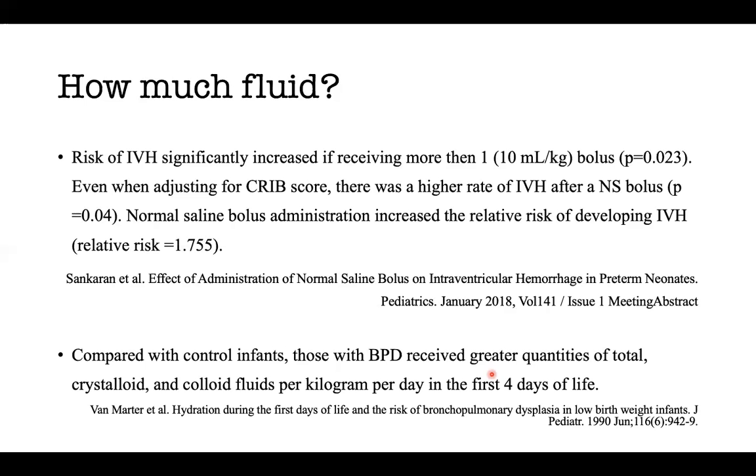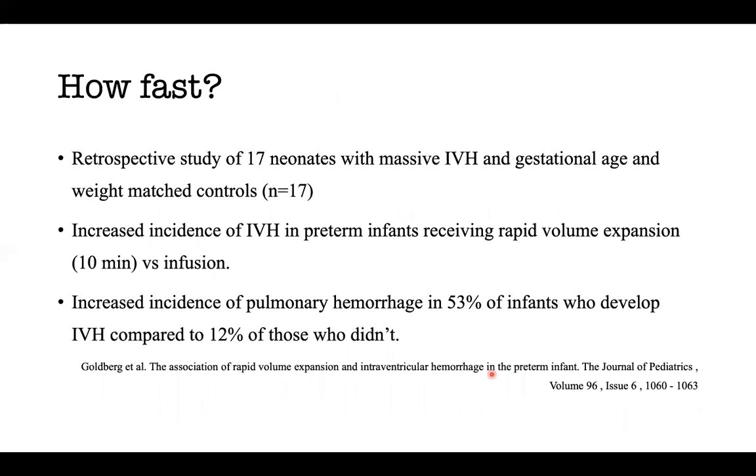So in general, we don't usually give more than a single bolus; we generally avoid more than 10 ml per kg of normal saline. Now, how fast should you give a bolus? Again, in neonates, you shouldn't give a rapid push or very fast push. Why? There is increased incidence of intraventricular hemorrhage when you give rapid volume expansion. Second, there is increased incidence of pulmonary hemorrhage in infants who are receiving rapid boluses.